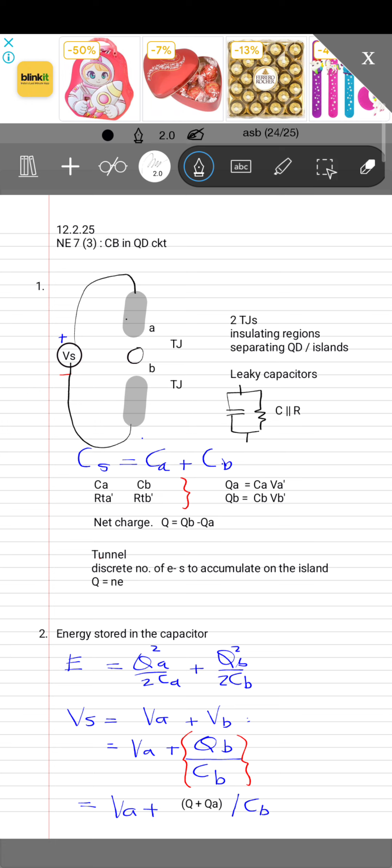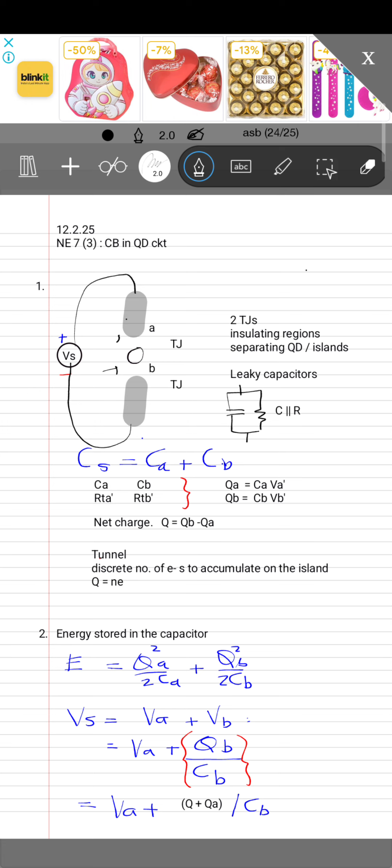And there are two tunnel junctions formed, one here and one here, and let's name them the A and B positions. And these tunnel junctions are basically insulating regions which are separating this quantum dot from the external power source. So, although it is a complete circuit, we are calling it a complete circuit.